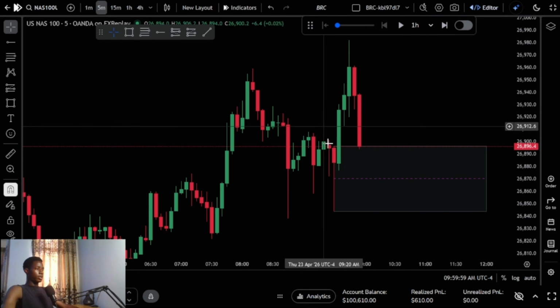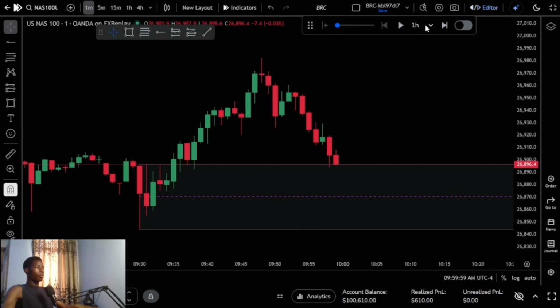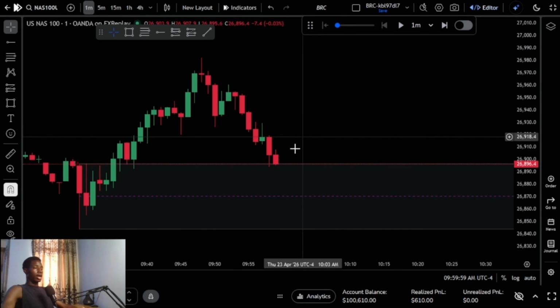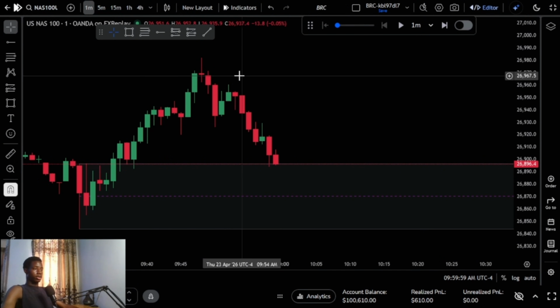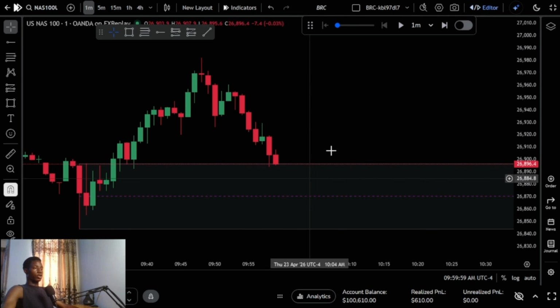Now we do have the 5-minute break, and now we have the 5-minute retest. Going to the 1-minute time frame is all I'm doing, and I'm waiting for an up close candle. That is all I'm doing because I'm looking for a trade to the upside. Now I'm looking for an up close candle.